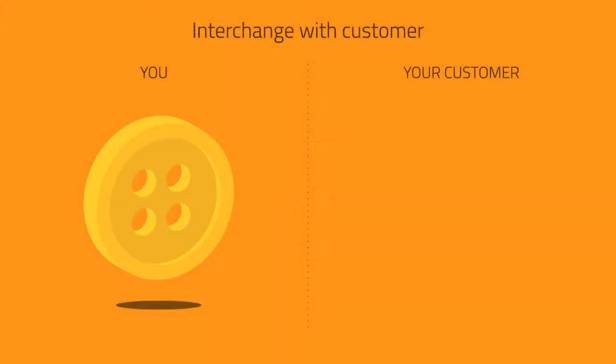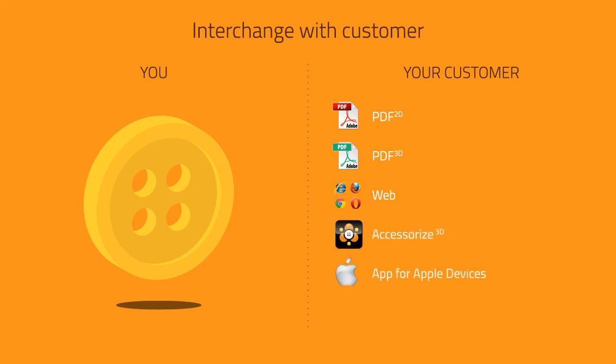The buttons created can be shown to the customer remotely through several methods: using Acrobat Reader in 2D PDF or 3D PDF, directly on the web and viewed with a browser, with a user-installed software which is bundled with Accessorize3D, on an iPhone or iPad through an app, or on an app for Android devices.